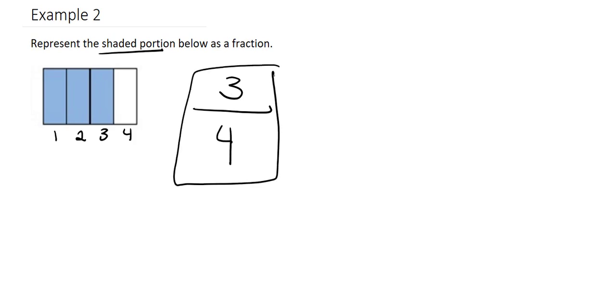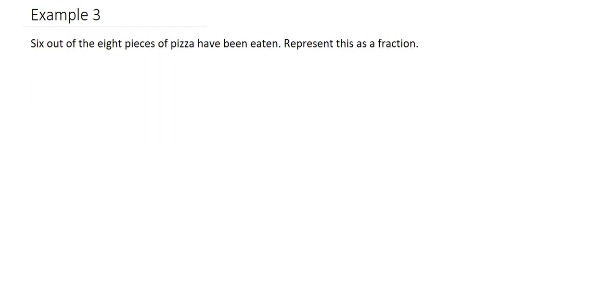So that would be another way to show, right? You could see visually that 3 out of the 4 are shaded, or you could say 3/4 are shaded, right? And they represent the same thing. Now let's go ahead and look at the last example.